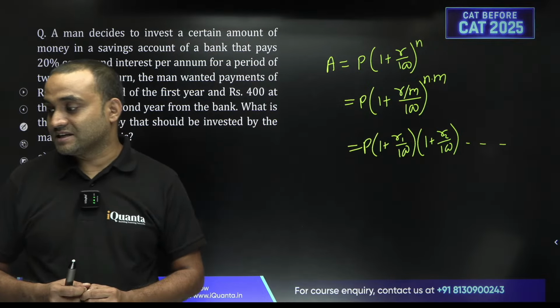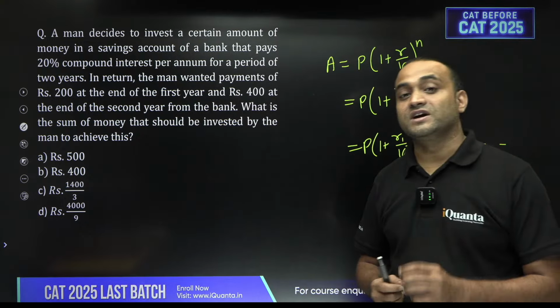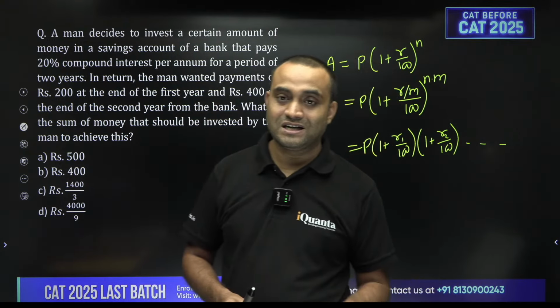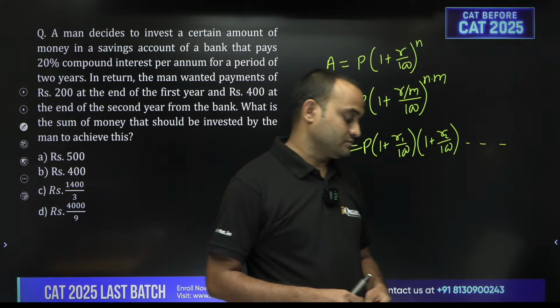M times is the number of times in a year. Yes, Shanvi, M times a year. Okay, if it's quarterly, it means 4 times a year. Half yearly, 2 times a year, like that.